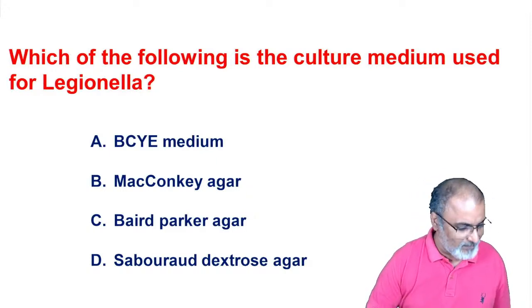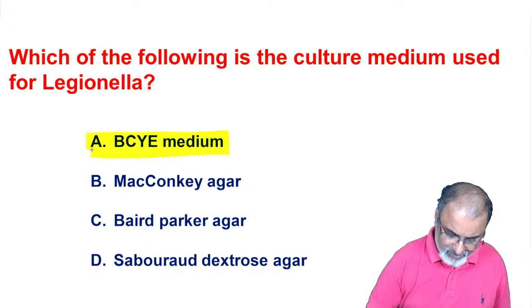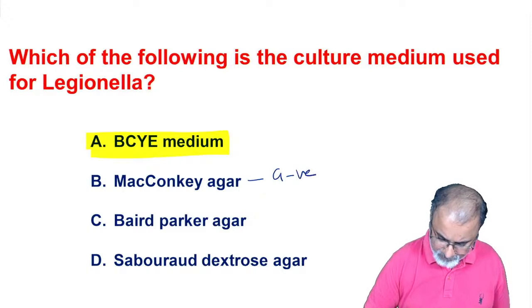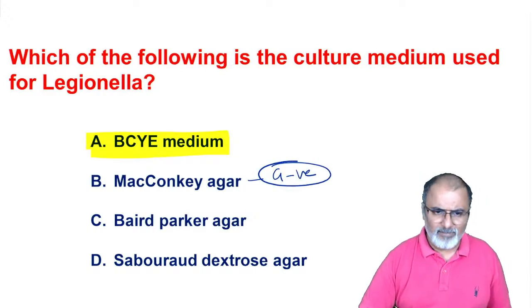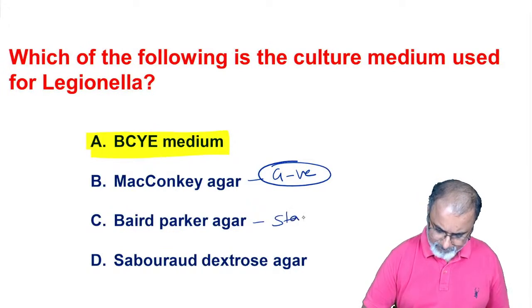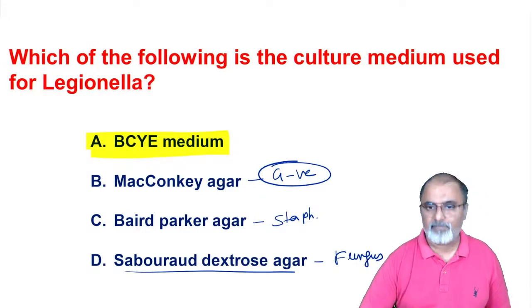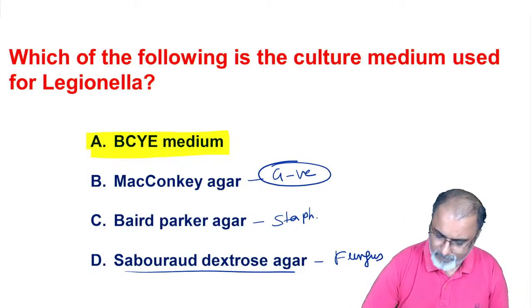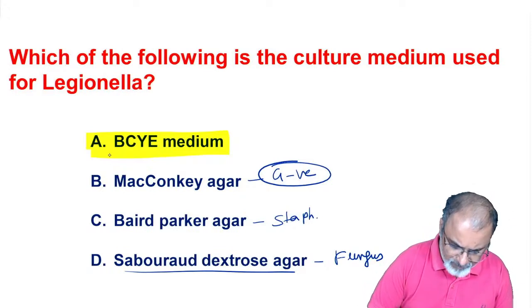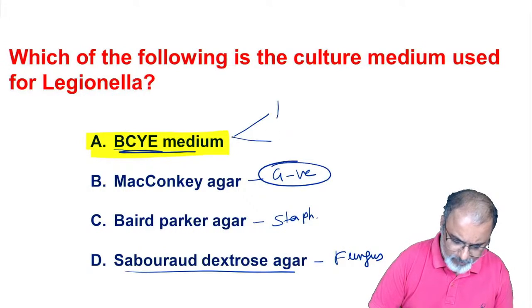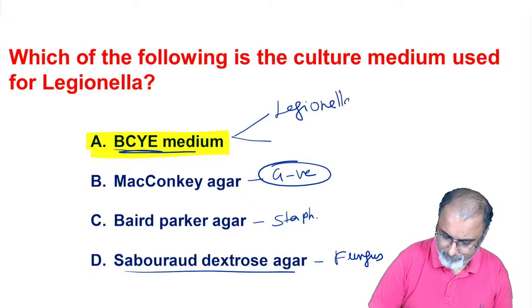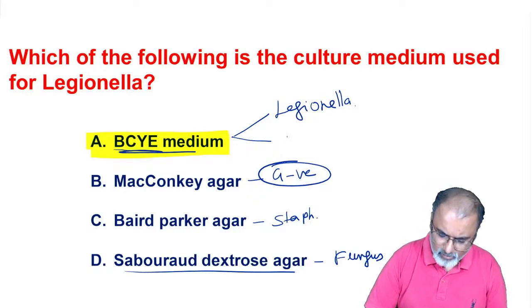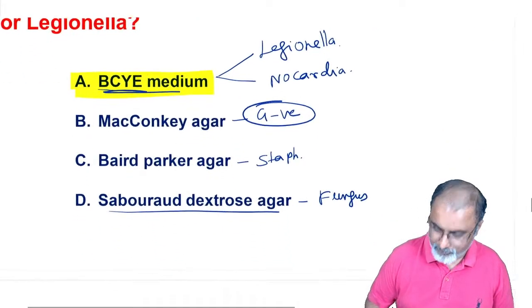Legionella is BCYE agar. Very good. Buffered charcoal yeast extract agar. MacConkey agar for gram negatives. Bird-Parker agar, sometimes you are using it for staph. Sabouraud dextrose agar for fungus. You should know about all important selective mediums. Buffered charcoal yeast extract agar, we are using it for two organisms. One is Legionella, another one is Nocardia.